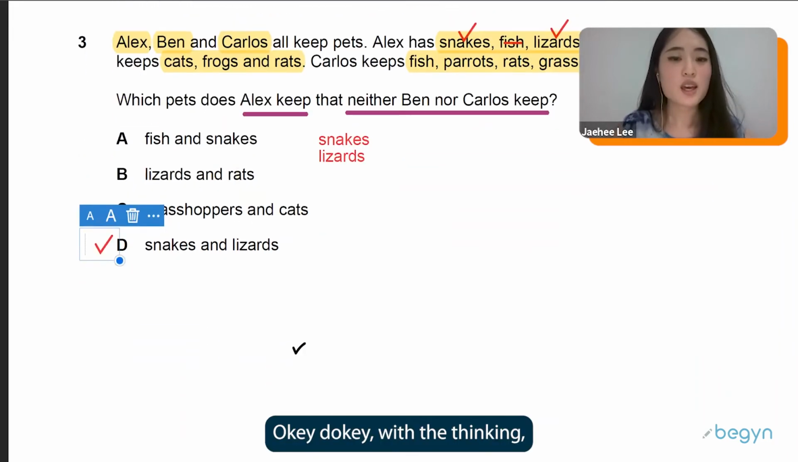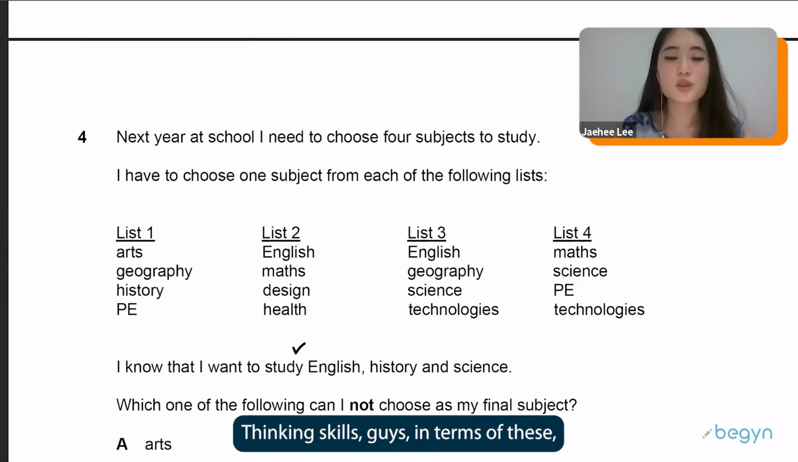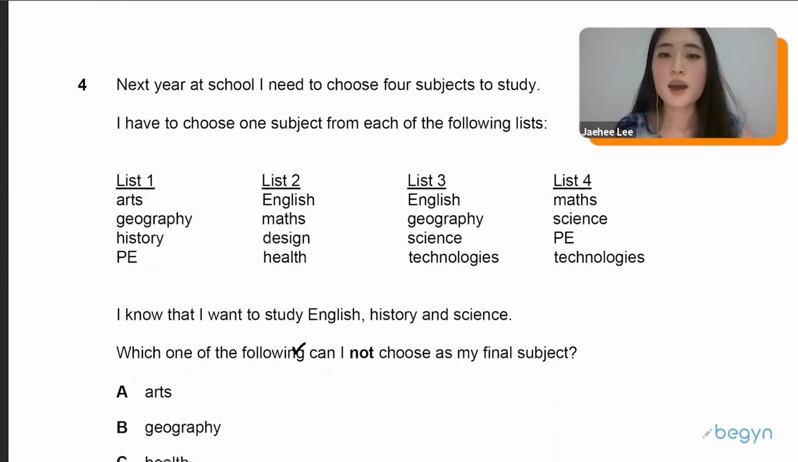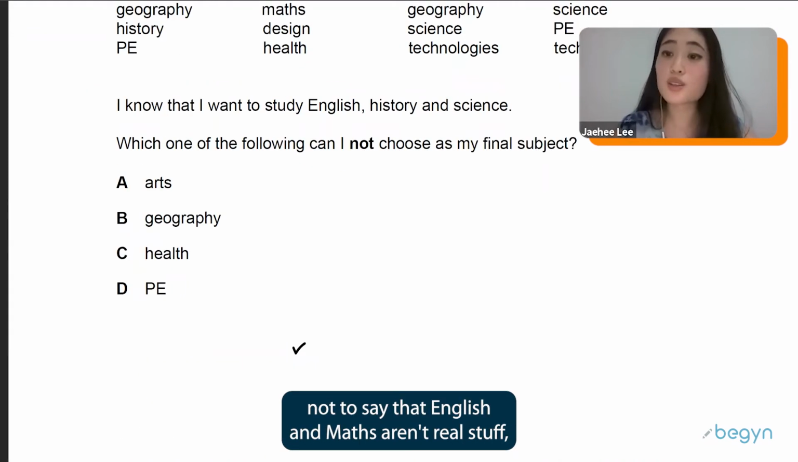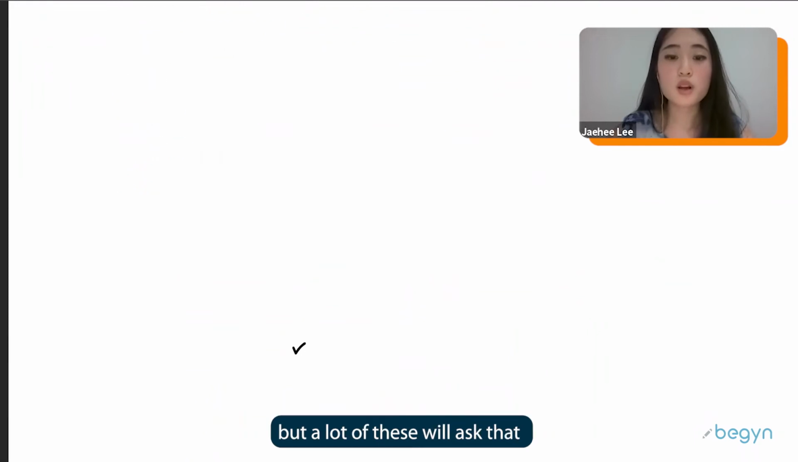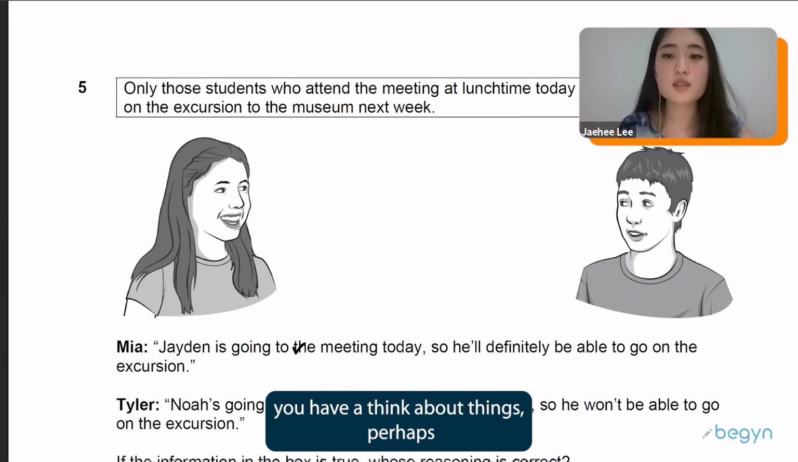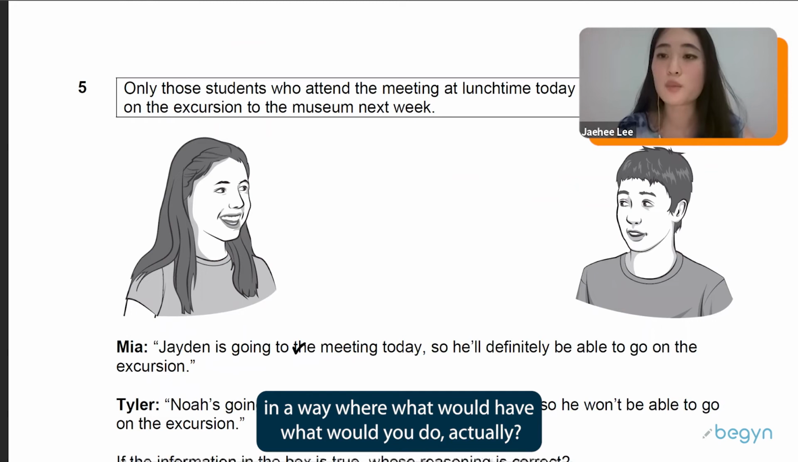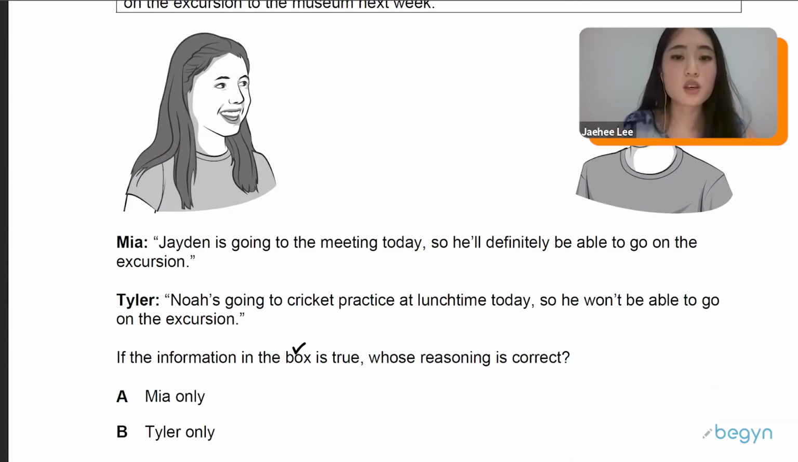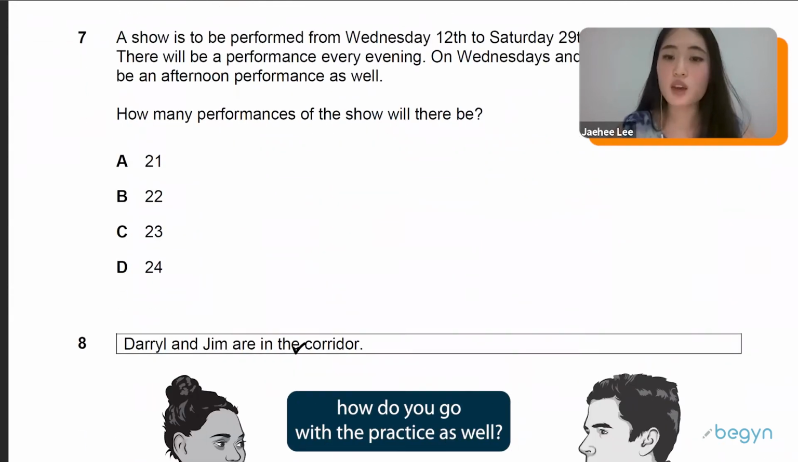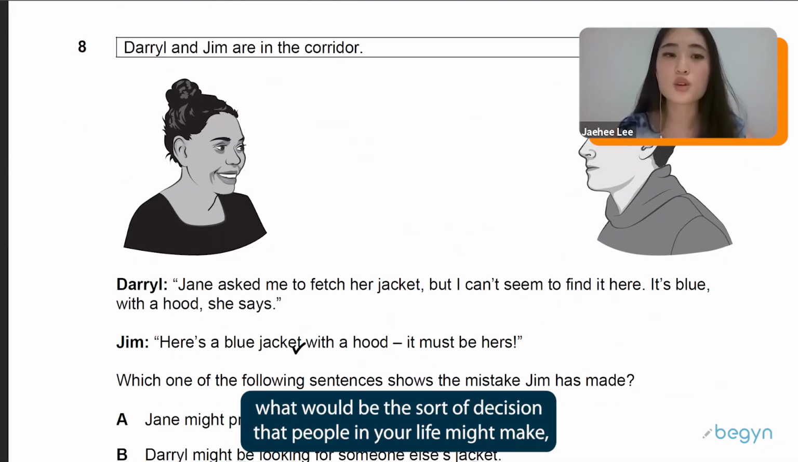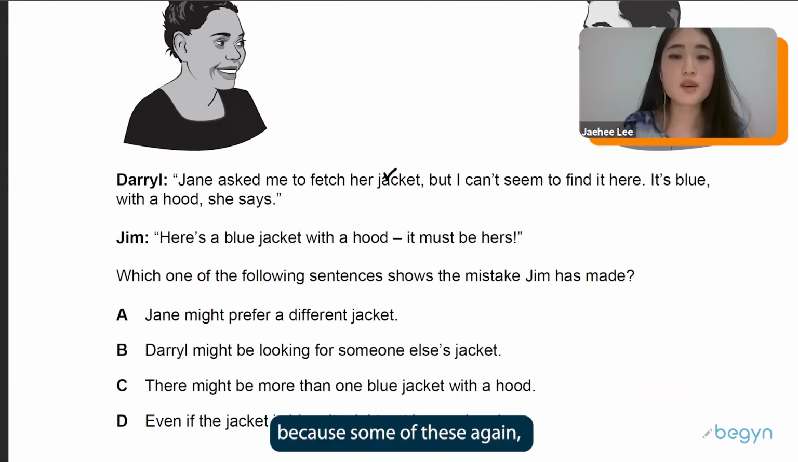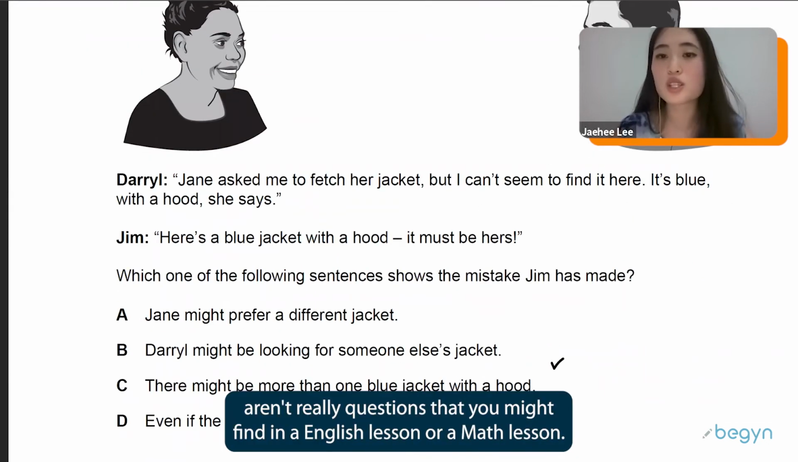Okie dokie. With the thinking skills, guys, think of these as all sort of real life style questions. Not to say that English and maths aren't real style, but a lot of these will ask you to have a think about things, perhaps in a way where you consider what you would actually do. So when you are looking through these questions, having a go with the practice as well, please think about what would make the most sense, what decision people in real life might make, because some of these aren't really questions that you might find in an English lesson or a maths lesson.